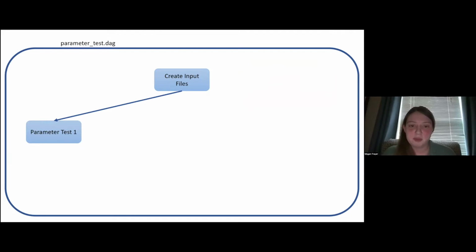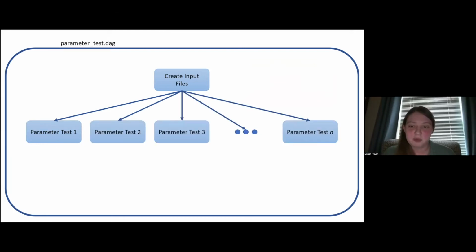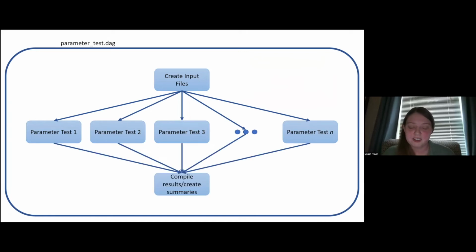So from those input files, the next step is to run all of these parameter tests in parallel and then bring them all back together to just create a big table that I can then pull out and do comparisons with. So very basic DAG structure.